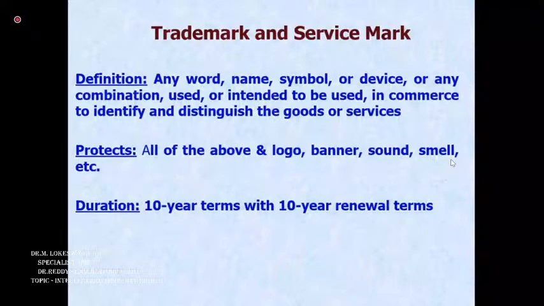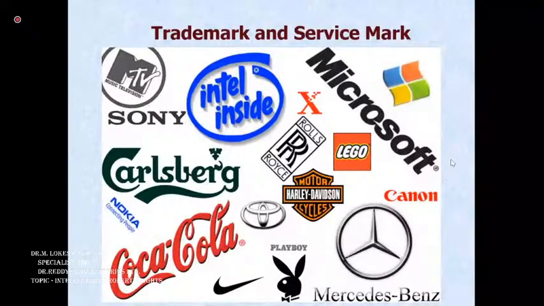The duration of a trademark is indefinite, but every 10 years it has to be renewed. If you don't renew, it may lapse, so that someone else can use it. In most cases, trademarks are renewed, and popular trademarks are renewed every 10 years. Examples of trademarks you can see now are Sony, Coca-Cola, Microsoft, Bench, and many others. Each company has its own trademarks, and these are all protected trademarks.